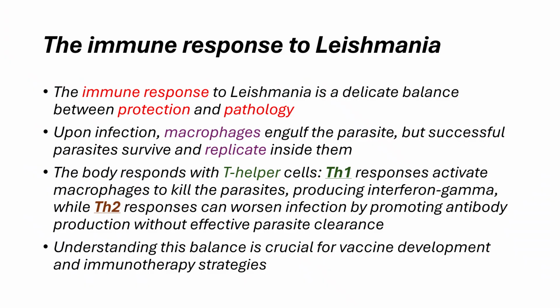The immune response to Leishmania is a delicate balance between protection and pathology. Upon infection, macrophages engulf the parasite, but successful parasites survive and replicate inside them. The body responds with T helper cells. Th1 responses activate macrophages to kill the parasites, producing interferon gamma, while Th2 responses can worsen infection by promoting antibody production without effective parasite clearance. Understanding this balance is crucial for vaccine development and immunotherapy strategies.